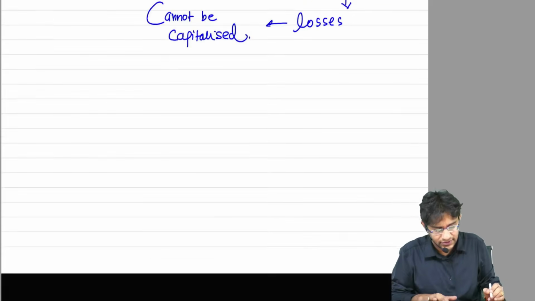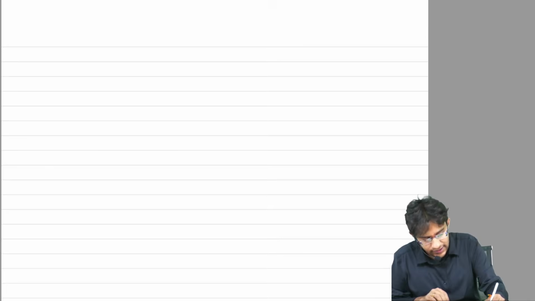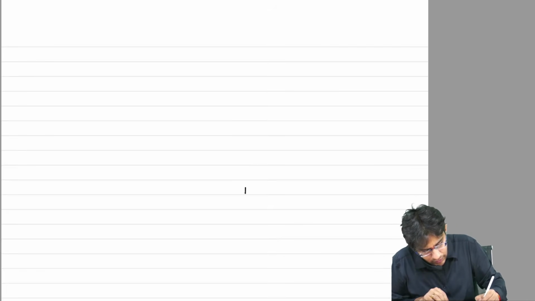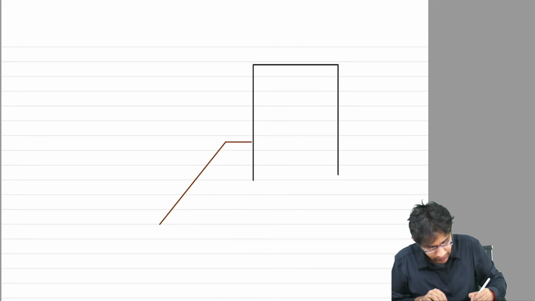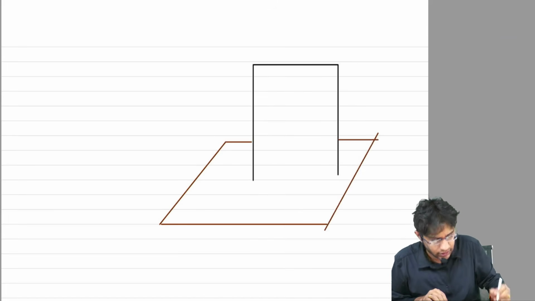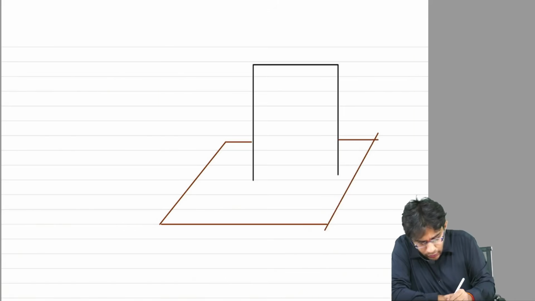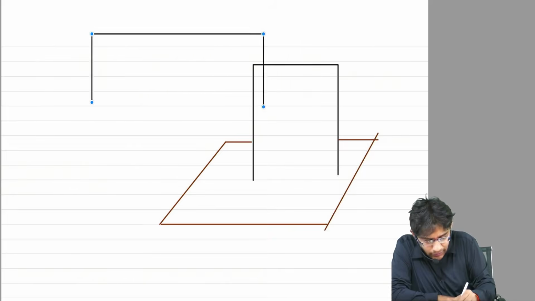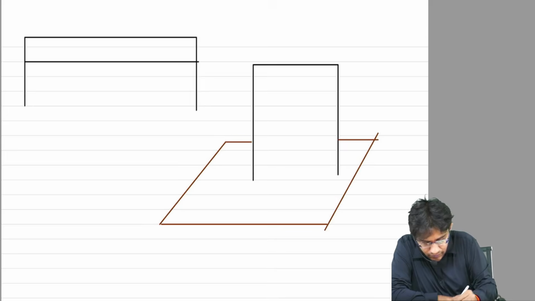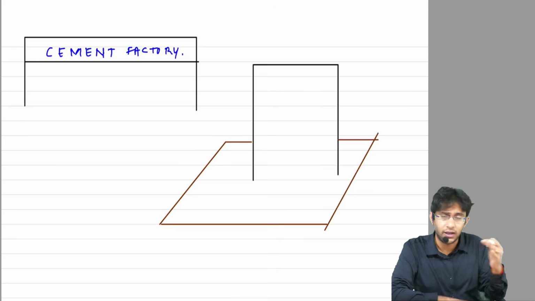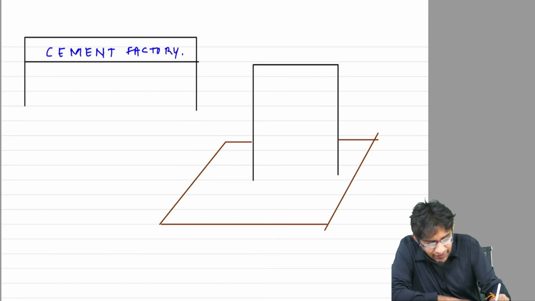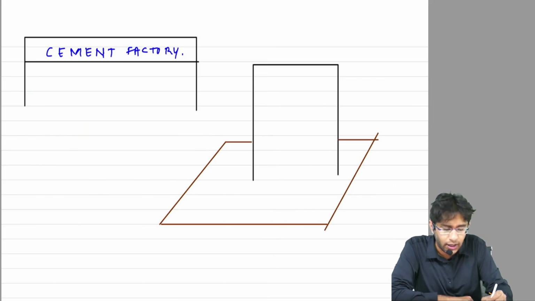Now, what is the meaning of a self-constructed asset? Visualize it this way, sir. You are constructing a building on your own. You're not buying a building, you are constructing a building. This is your own land where you are constructing a building. And you are basically a cement factory also. Your main business is this. And you are constructing another building in your vicinity. Now, in this self-constructed PP, what all expenses shall I capitalize?